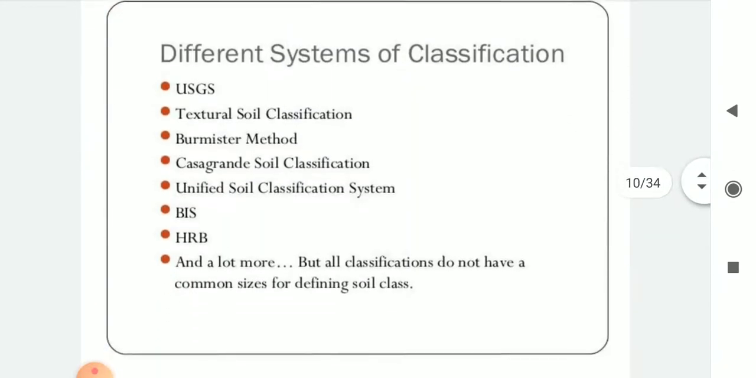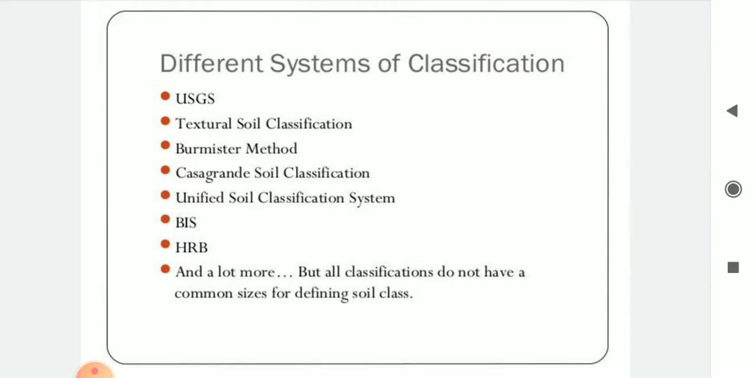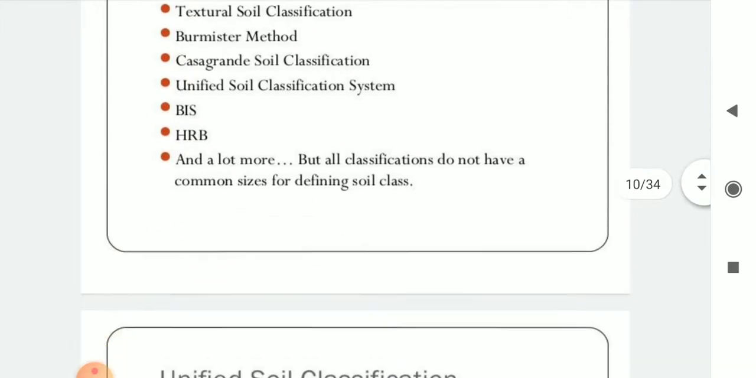Then different systems of classification. USDA textural soil classification, Bureau of Mines method, Casagrande soil classification, Unified Soil Classification System, that is USCS. Then the BIS system, HRB system, and many more. But all classifications do not have common sizes for defining soil classes. Okay, these are the different systems of classification.